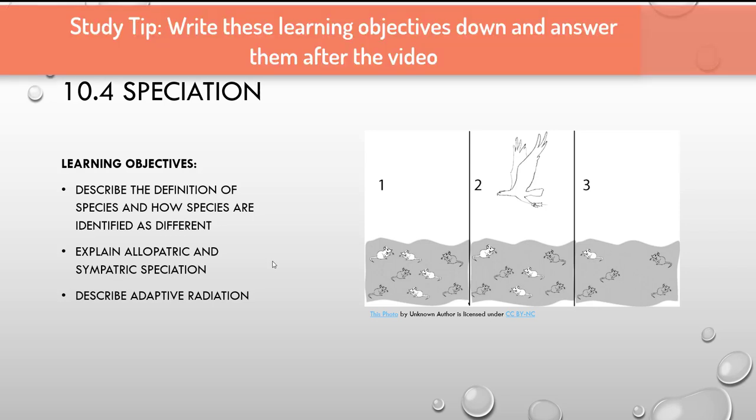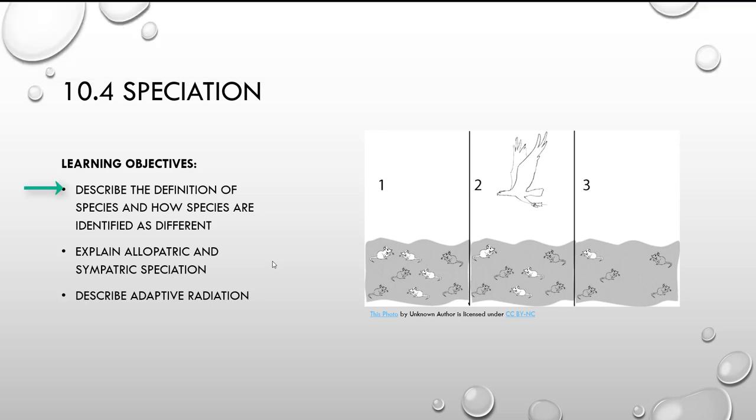By the end of this section, you should be able to describe the definition of species and how species are identified as different from each other. You should also be able to explain allopatric and sympatric speciation, as well as describe adaptive radiation. We already talked a little bit about adaptive radiation, but we'll go into more detail about what it is.